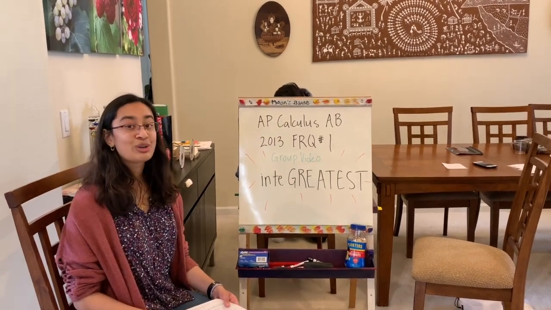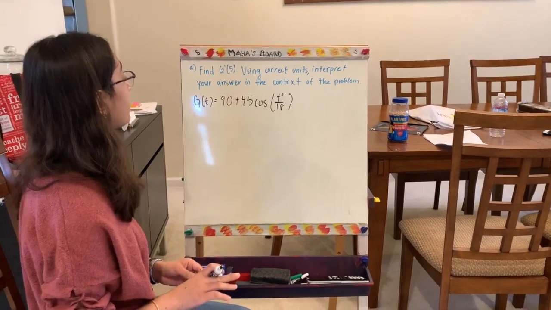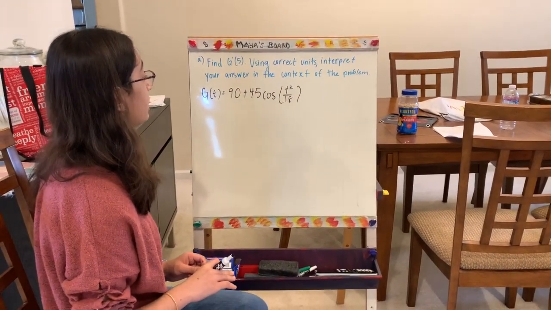In this video, we'll show you how to solve this problem. Alright, so part A asks us, find g prime of 5. Using correct units, interpret your answer in the context of the problem.